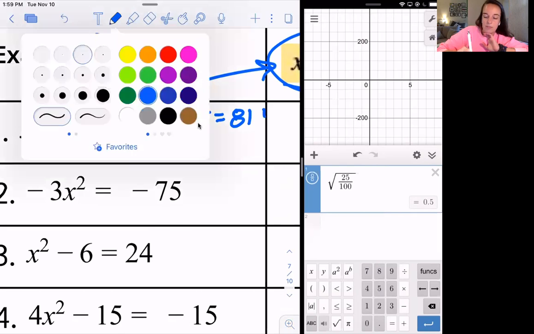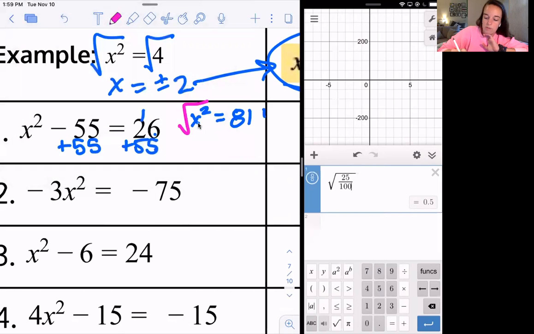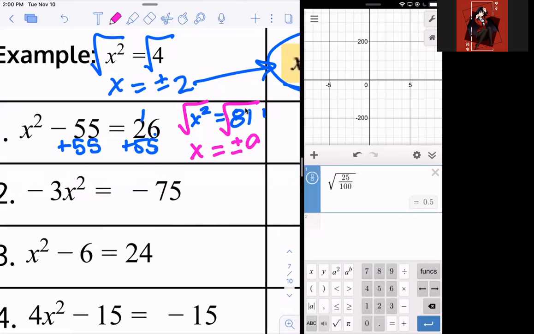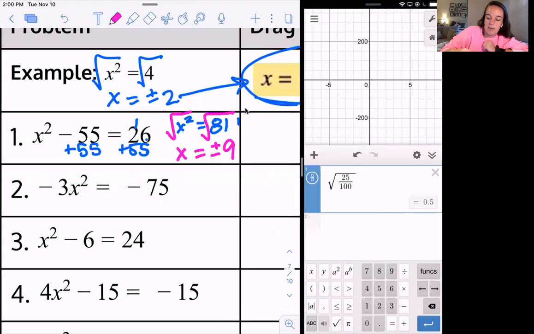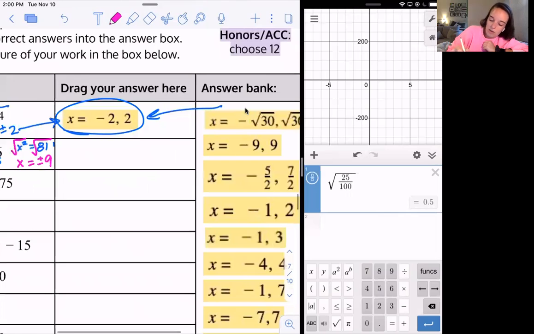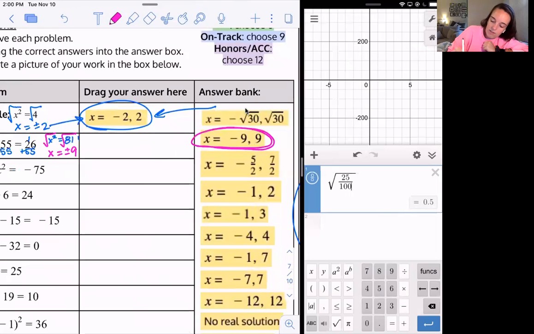Square root. Good job, square root. So I'm going to take the square root of both sides, and that gives me x equals, I know it's going to be positive or negative. What's the square root of 81? What times what gives me 81? 9, yes, 9. So my answer is positive or negative 9. Oh yeah, here's my negative 9 here. I'm going to go ahead and drag that one over here. So here it should say yellow, x equals negative 9, positive 9. That means that this one is gone. Awesome, we already have one done.